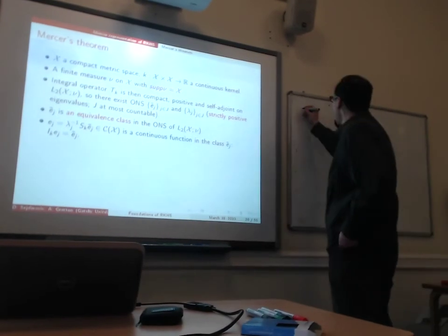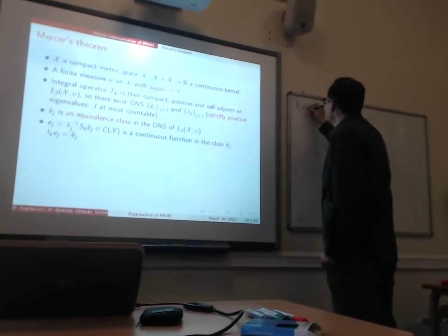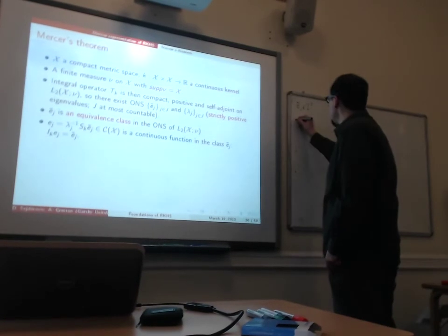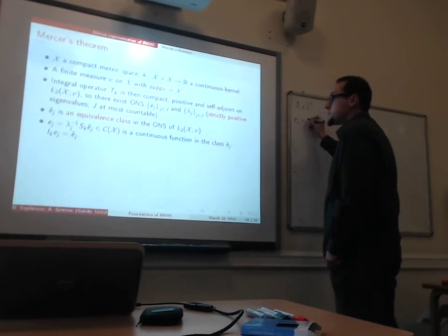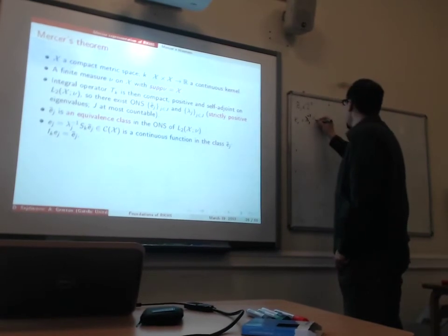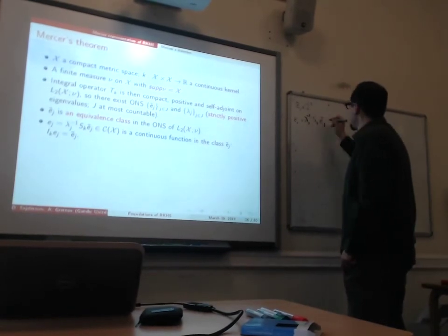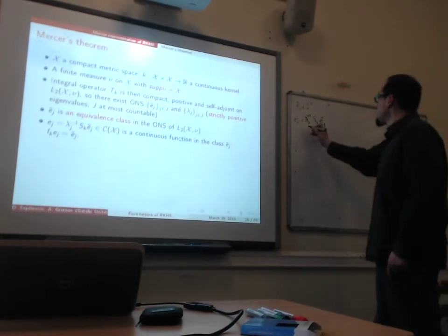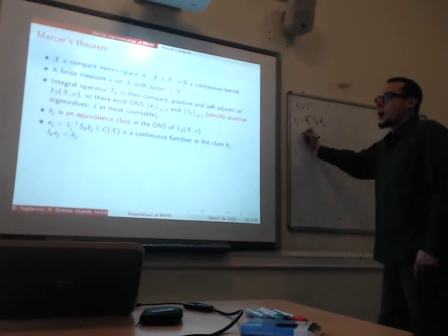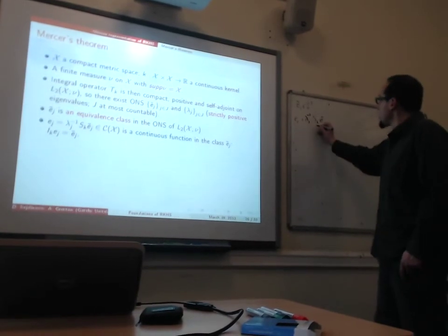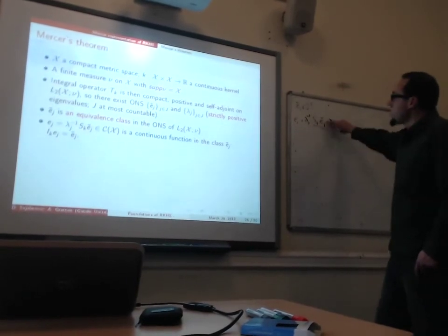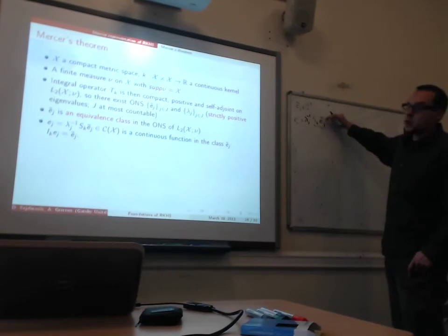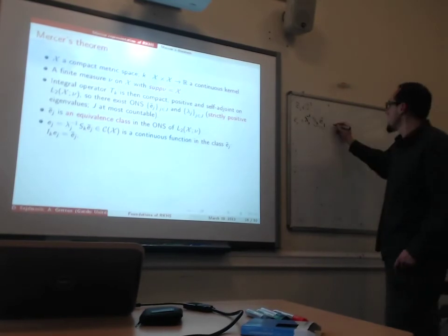So I said that I have Ẽj, that's in L2, and I define Ej in the following way: Ej equals lambda j to the minus 1, S_k applied to Ẽj. Right? So that's definitely a continuous function because I know that S_k applied to any L2 function is continuous, and I just multiply with the scalar. So this is definitely in C(X).